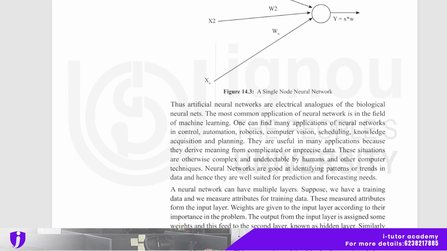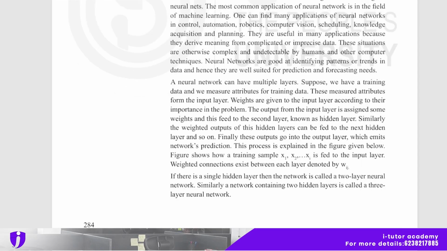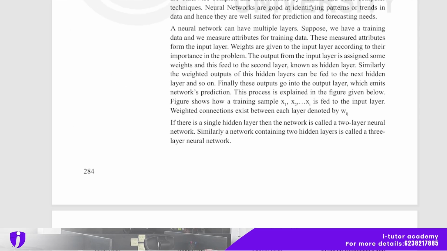One can find many applications of neural networks in control, automation, robotics, computer vision, scheduling, knowledge acquisition, and planning. They are useful in many applications because they derive meaning from complicated or imprecise data. These situations are otherwise complex and undetectable by humans and other computer techniques. Neural networks are good at identifying patterns or trends in data, and hence they are well suited for prediction and forecasting needs. A neural network can have multiple layers.